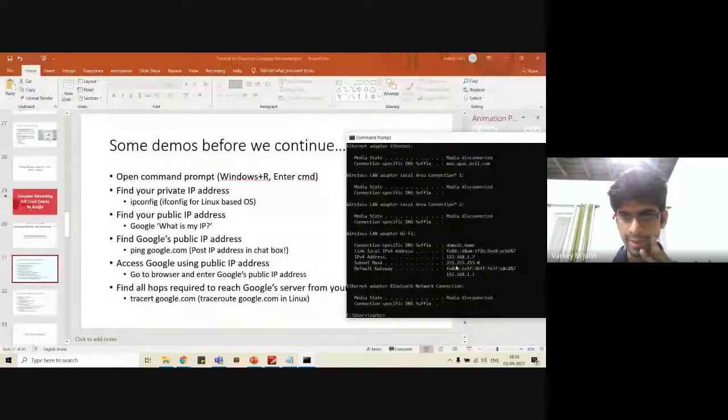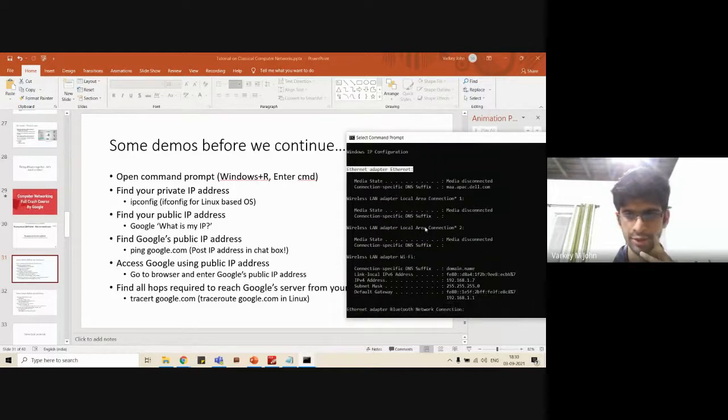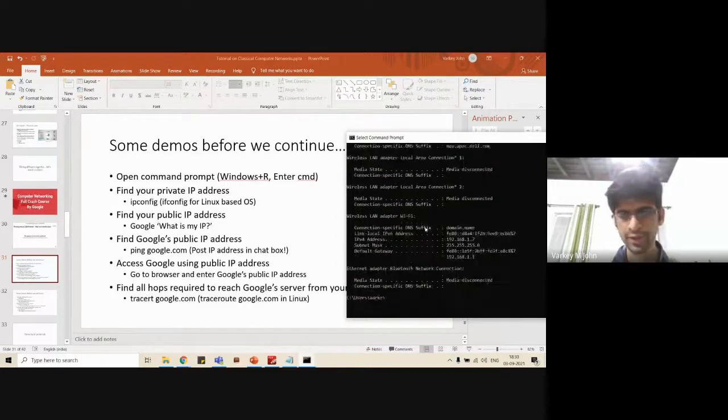The private IP address, in my case, is 192.168.1.7. It'll be under Wi-Fi because I'm using Wi-Fi right now. If you're using an Ethernet cable, then it'll be under Ethernet. I hope you are able to do that. If you have any questions, you can interrupt me in between. So 192.168.1.7 is my private IP address.